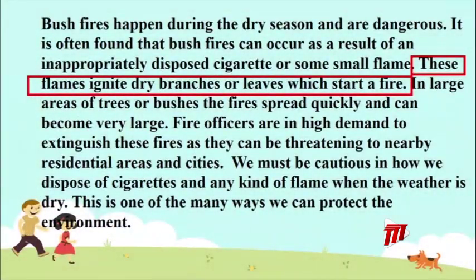So let's look. "Bushfires happen during the dry season and are dangerous." Okay, that doesn't really talk about branches or leaves. "It is often found that bushfires can occur as a result of an inappropriately disposed cigarette or some small flame." Again, branches and leaves were not in that sentence. It spoke about a flame, but branches and leaves were not there. "In large areas of trees or bushes, the fires spread quickly and can become very large."